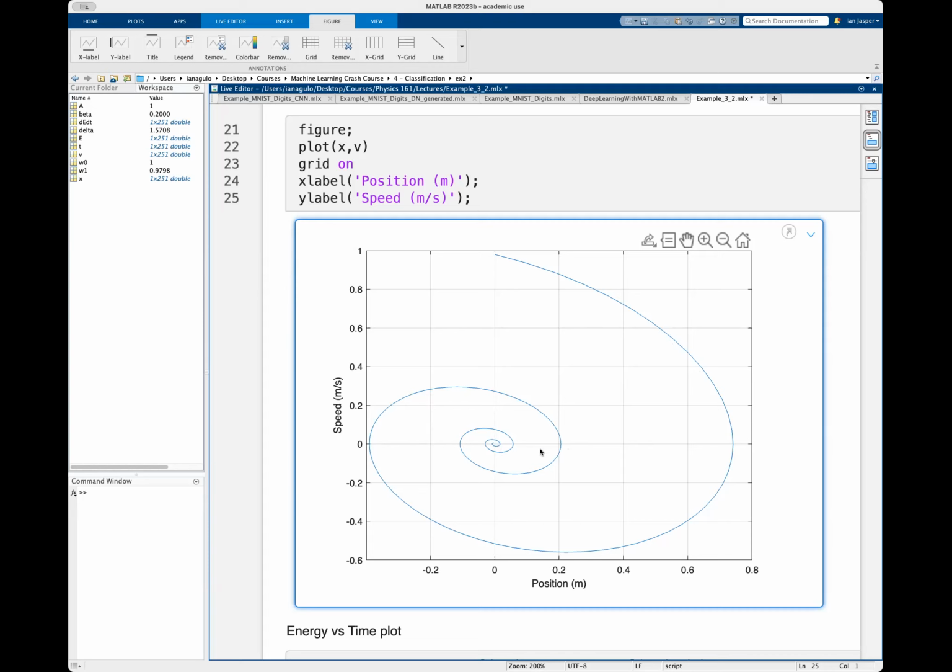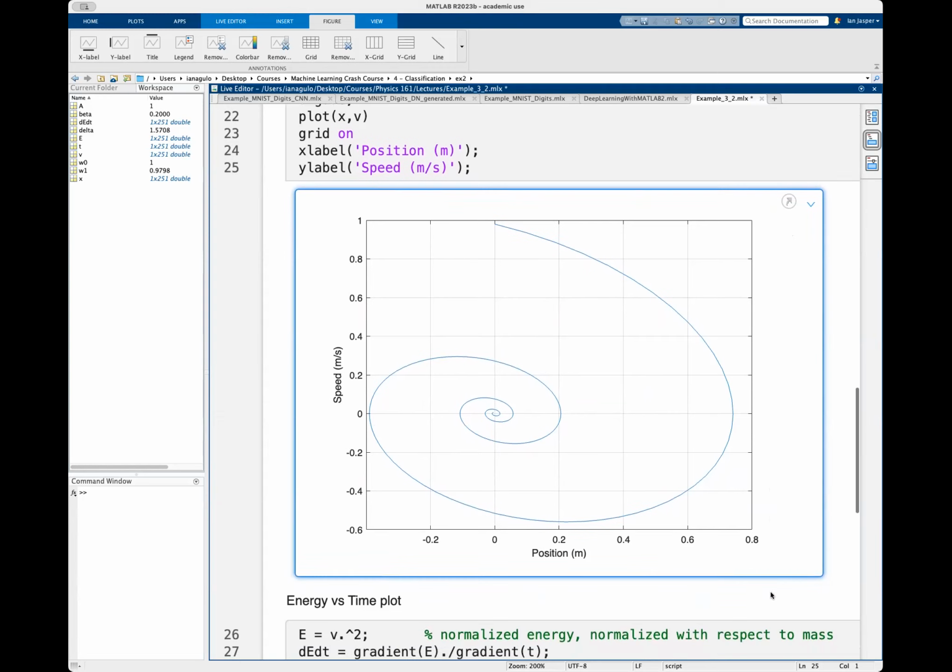motion. It's still periodic motion, but since the amplitude is decreasing, you can see the amplitude decreasing here, here, here. So the amplitude decreases as time passes. So that's what happens there. That's how you interpret a phase plot.